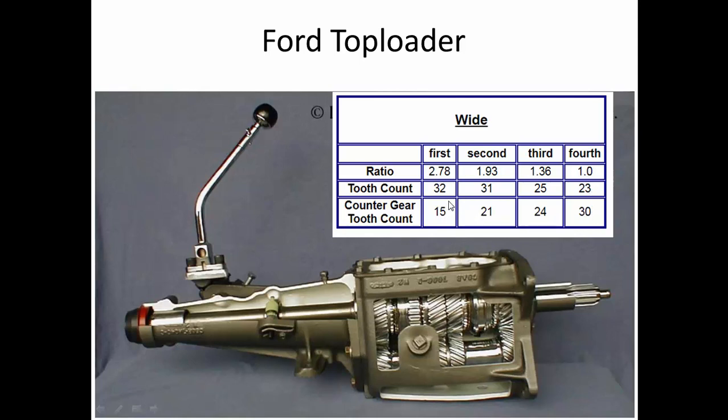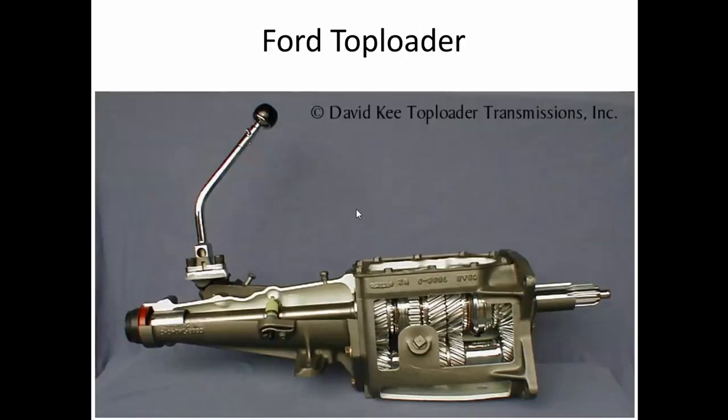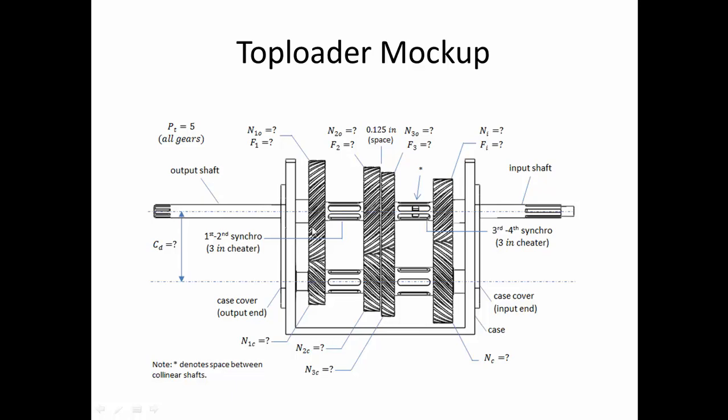So 23, 30, 15 and 32. This is my little mock-up of it. I've got the input shaft feeding this NI, so that NI I'm going to say is 23. 23 feeds the 30, that's the NC, the counter gear. Coming over here, I've got 15. That's my first gear on the counter gear, and that's feeding the output, which was 32. So 23, 30, 15, 32. So that's what that one would be.